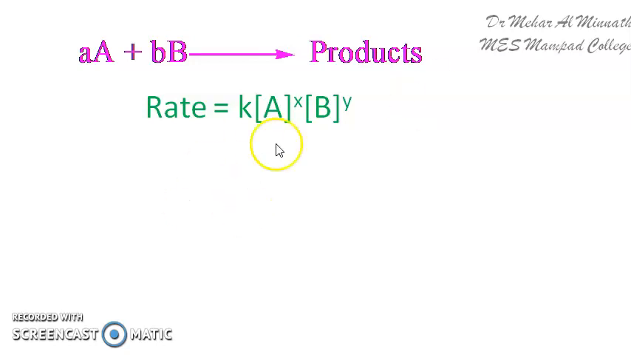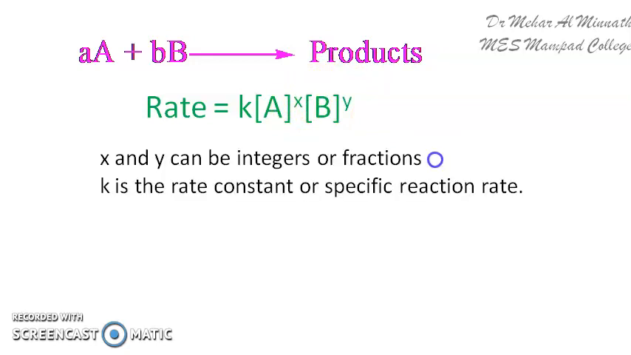Now, x and y are integers or fractions. It can even take the value of 0. We shall see that. And k is the rate constant or specific reaction rate. x and y are determined experimentally, and that we are introducing into the rate equation or rate law.